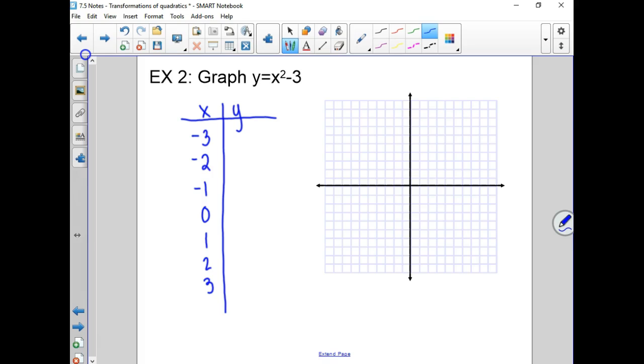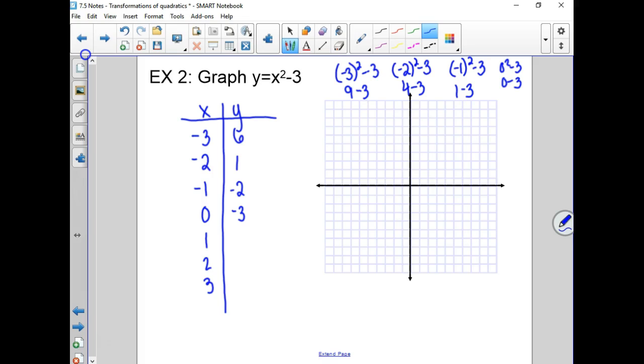If I plug these numbers into my equation, y equals x squared minus 3, I would have -3 squared minus 3. That's going to give me 9 minus 3, which will be 6. Then I would have -2 squared minus 3. That's 4 minus 3, which is 1. I would have -1 squared minus 3, which would give me 1 minus 3, so I get -2 here. I'd have 0 squared minus 3, which is 0 minus 3, so that'll give me -3.